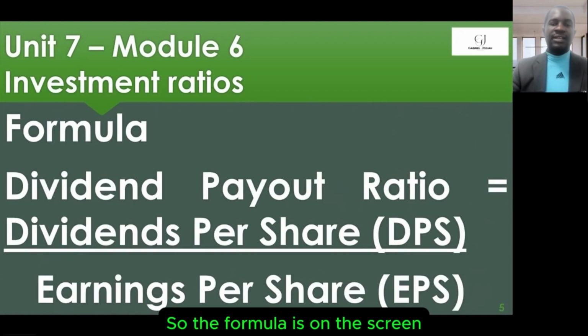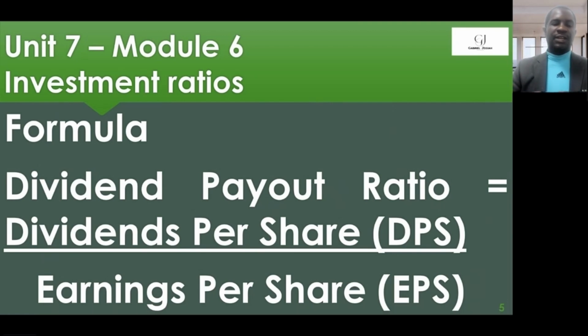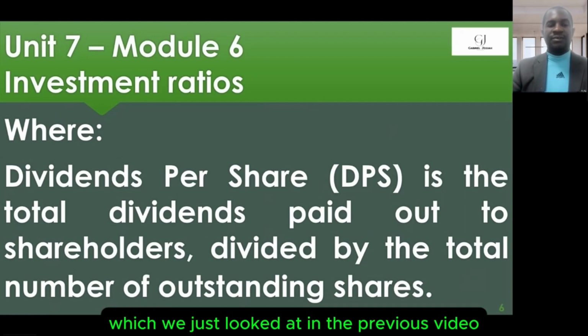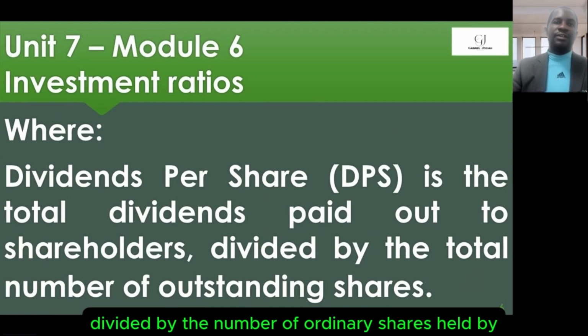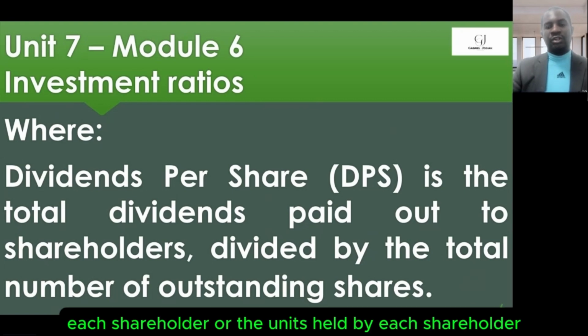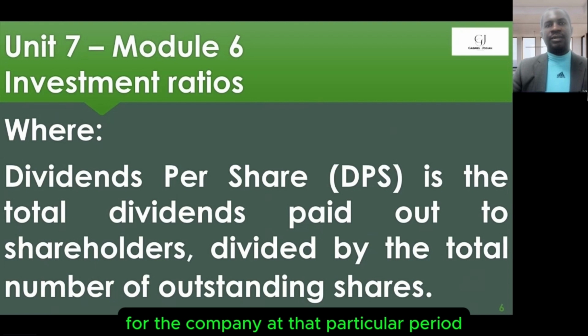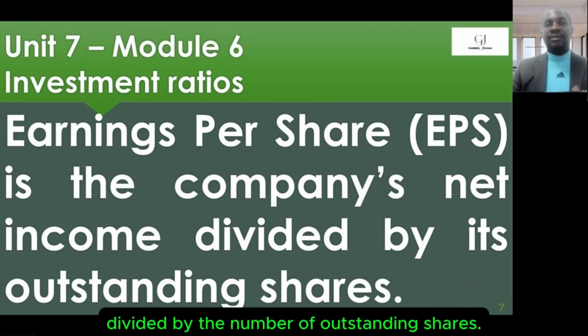So the formula is on the screen. It is typically the numerator as dividends per share and the denominator as earnings per share. The dividends per share is calculated, which we just looked at in the previous video, as the total dividends divided by the number of ordinary shares held by each shareholder, culminating in the total shares for the company at a particular period. While the earnings per share is the company's net income divided by the number of outstanding shares.